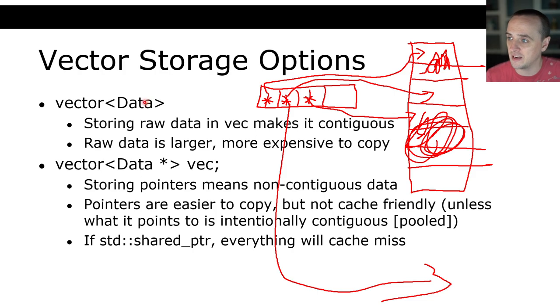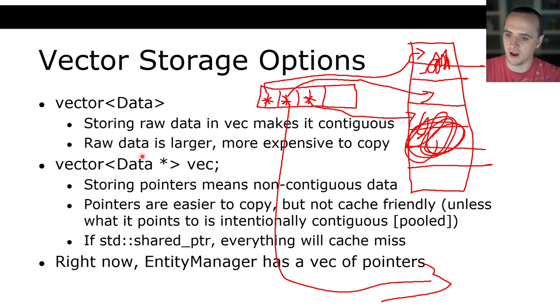But let's say we have integers, for example, we would not want to have a vector of pointers to integers, right? We would just want to have a vector of integers. All right. And so if this is like a vector of shared pointers, every single time you look something up, you're going to cache miss because shared pointer, make shared, uses the new operation. And so that could be absolutely anywhere.